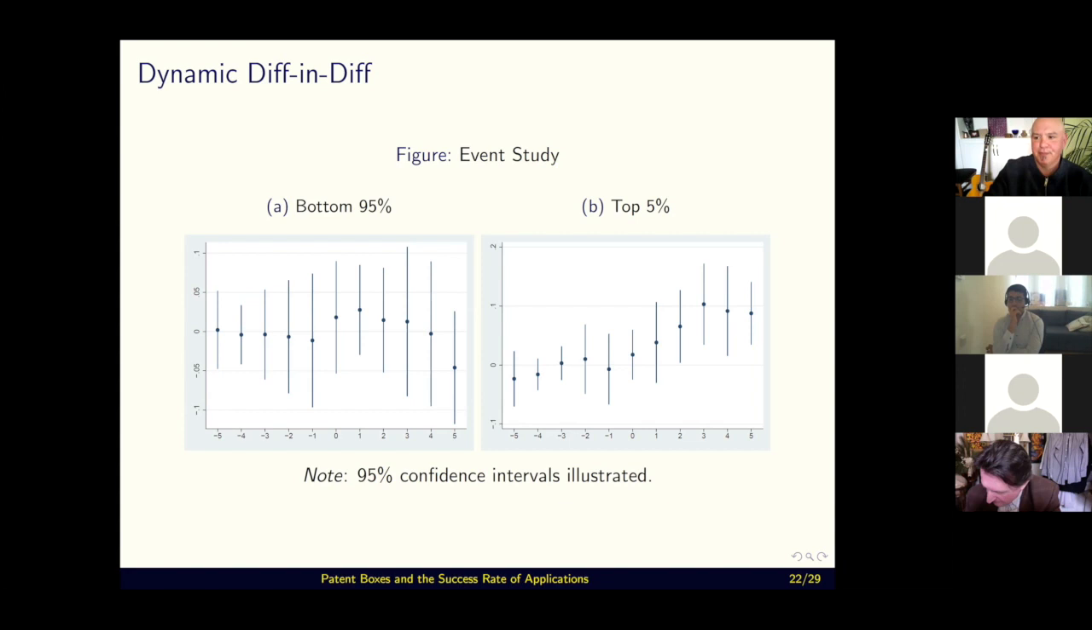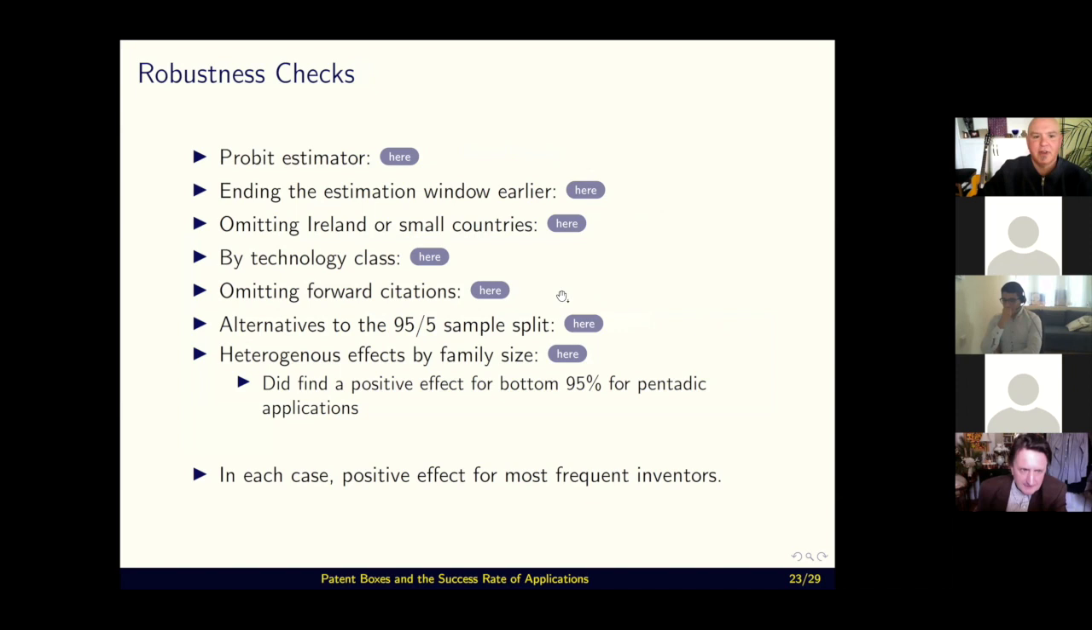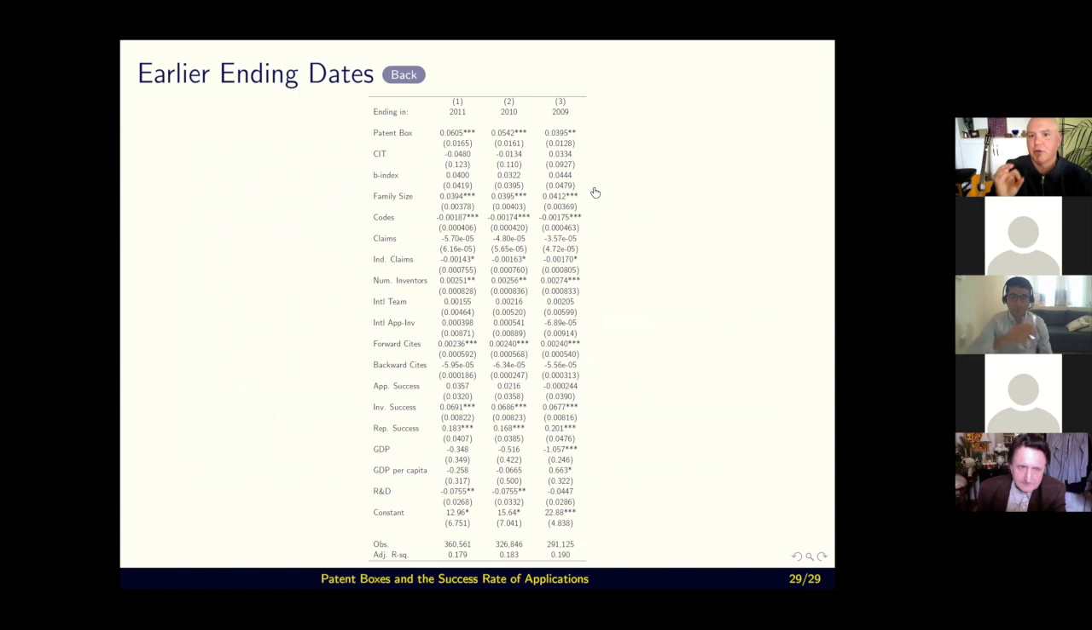Then we go through a whole bunch of robustness checks. The probit estimator, I'm not going to show that. Ending the estimation window earlier. Again, we're worried about that end of sample truncation. So rather than ending in 2012, let's end in 2011. This is just for the top 5%, by the way. Let's end it in 2010. Let's end it in 2009.